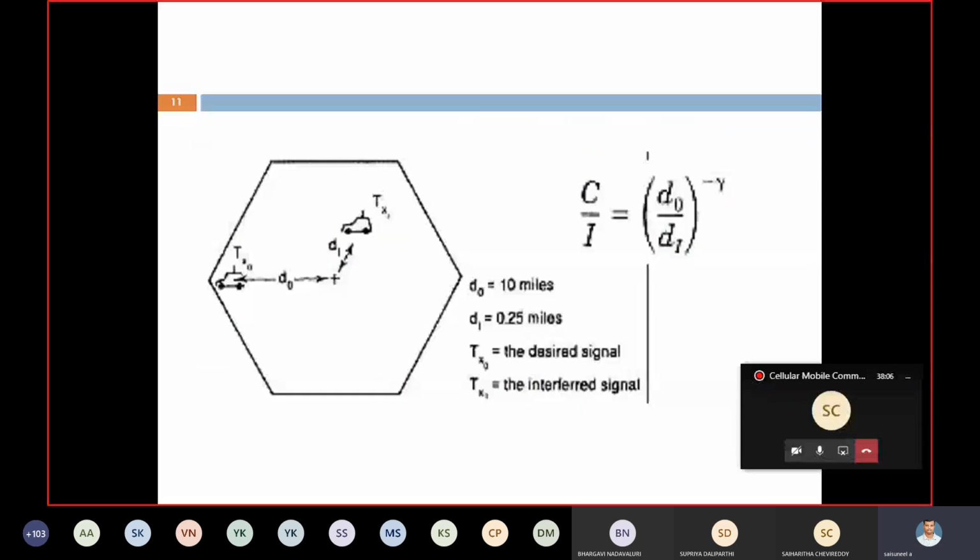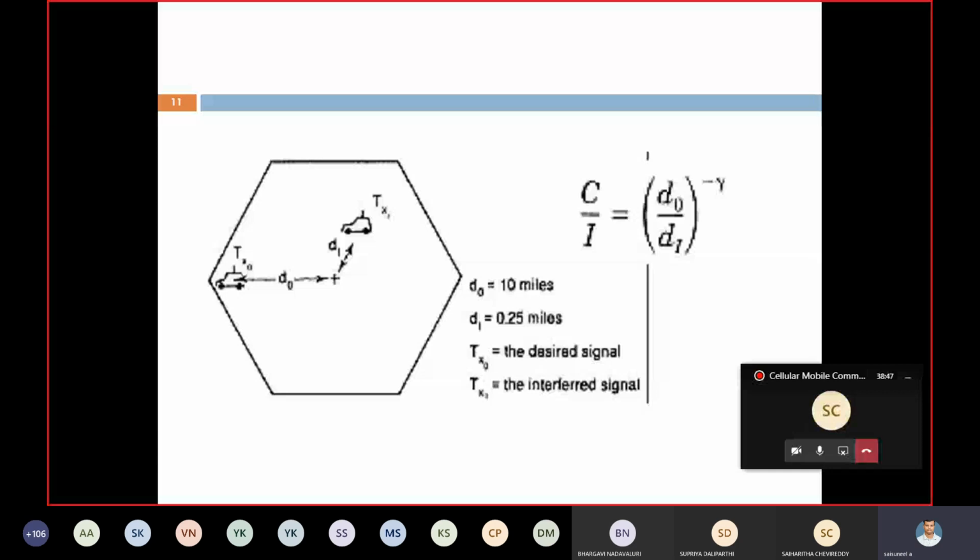Here, from this figure, the original location of the transmitting antenna, this is the D0 for far distance. This is the D1 for near distance. Near distance is 0.25 miles. D0 is 10 miles. Based upon this, we calculate the C by I ratio equal to D1 by D0 to the power of minus gamma, where gamma is 4. D0 is nothing but the far distance. D1 is nothing but the near distance. With this concept we calculate the C by I ratio. When C by I is greater than 18 dB, it is a perfect system. When it is less than 18 dB, it is not a perfect system.